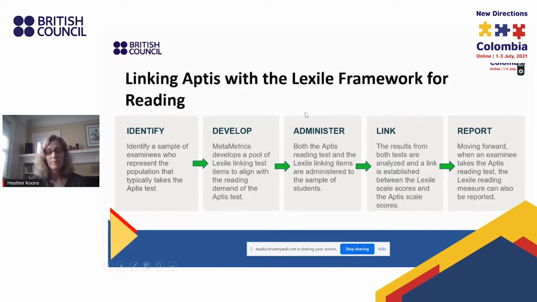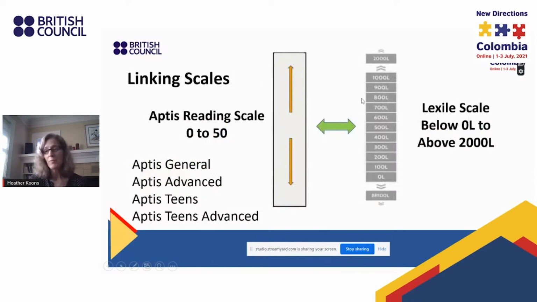Then they take the Aptis items as well as our items, and we can get a sense of how difficult those are together, because we link those assessments and analyze those test results together from the same students. And then we can link the Aptis scale with the Lexile scale. So moving forward, students don't have to take two tests. They just take the Aptis test and they can get a Lexile measure. Once that link has taken place, you'd only have to take the one reading comprehension assessment.